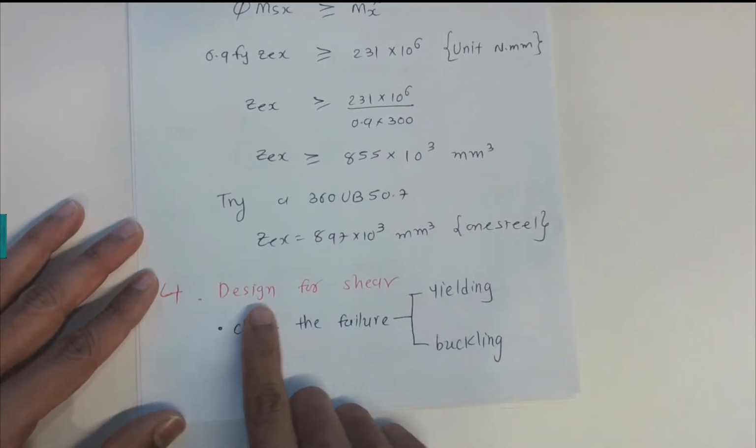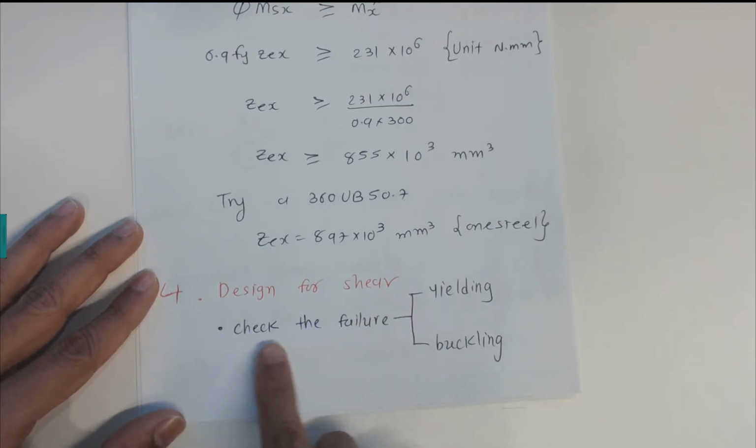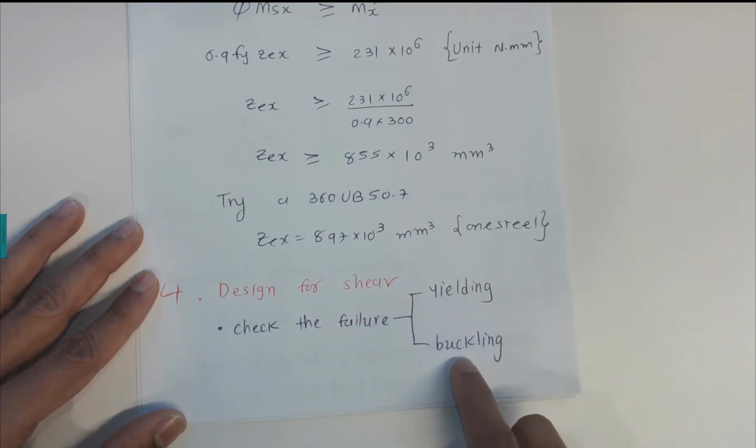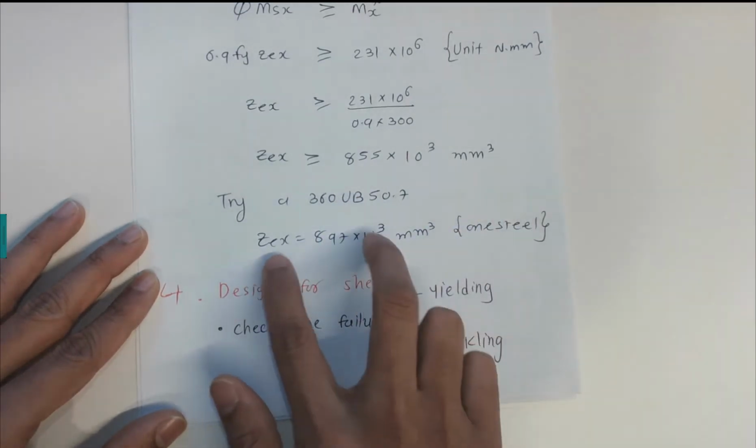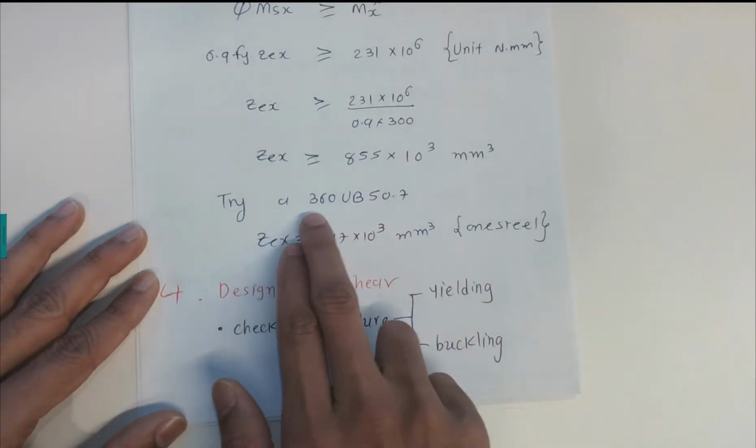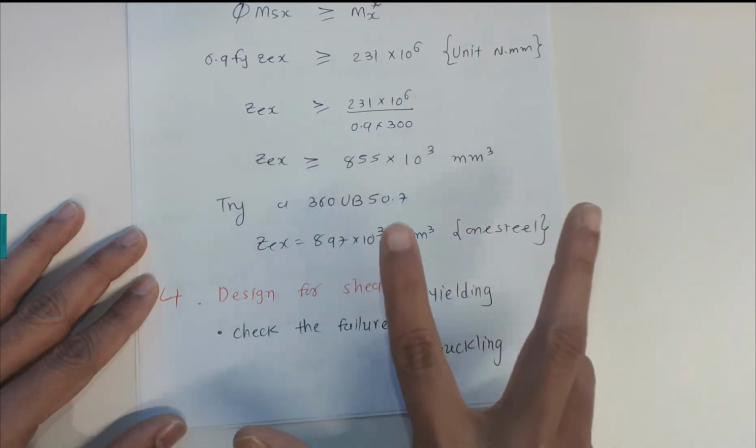Now for the design for shear, we need to check whether the failure is by yielding or by buckling. So that's the design of the section. If you take these steel beams, they will satisfy the bending capacities, right?